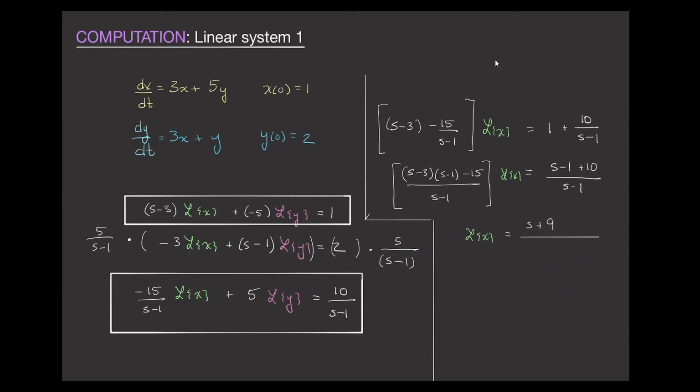Is going to be divided by s squared minus 3 minus 1, so minus 4s plus 3 minus 15. So I guess minus 12, if I did that algebra right. Yeah, okay. And this, of course, can simplify to s plus 9 over s minus 6, s plus 2.